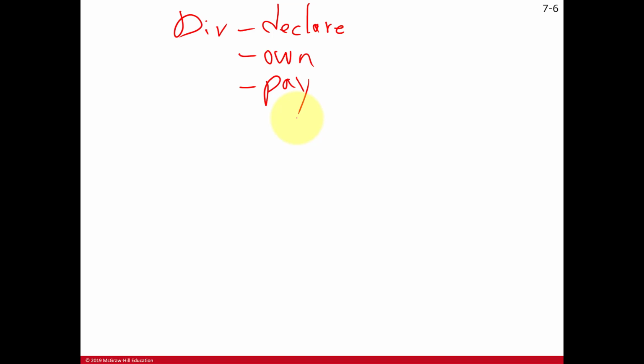So why don't we analyze this using debits and credits, hopefully something that you remembered from your previous accounting class. You remember the topic of declaring a dividend. You have to say that you're going to pay out a dividend in the future, so that's the declaration. Then you have to own the dividend as of a certain date. And if you own it, eventually you're going to be paid later on. So that's really what you learned in the prior accounting classes.